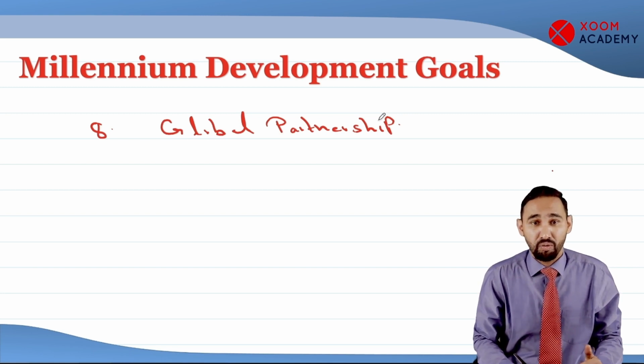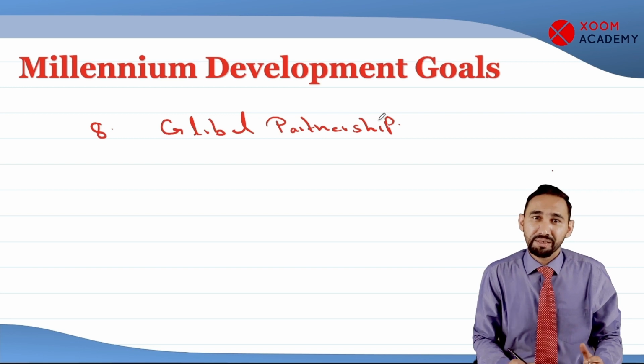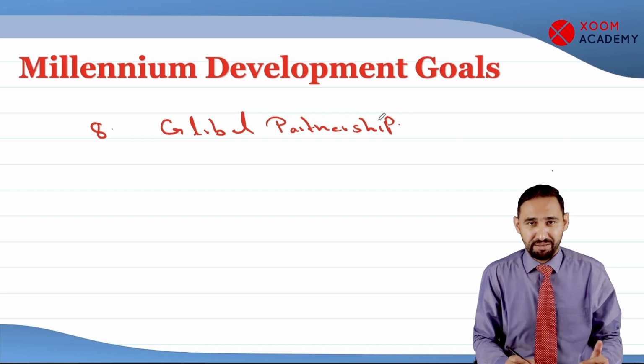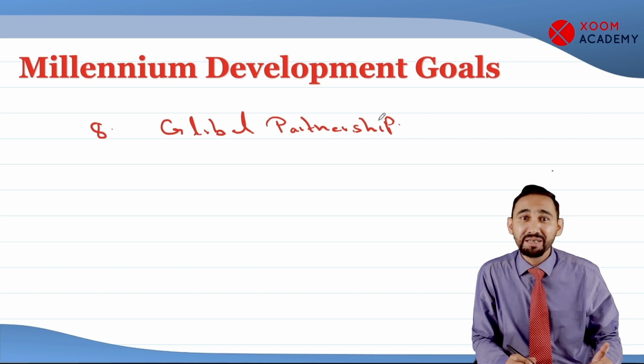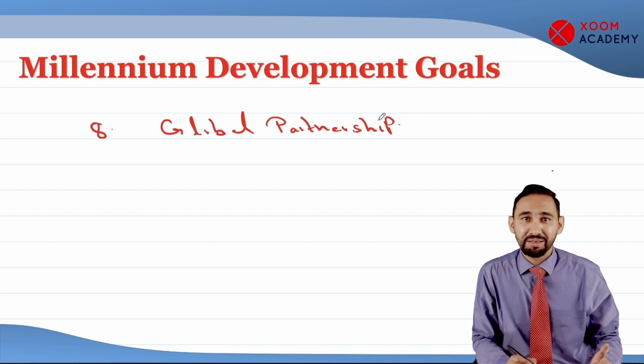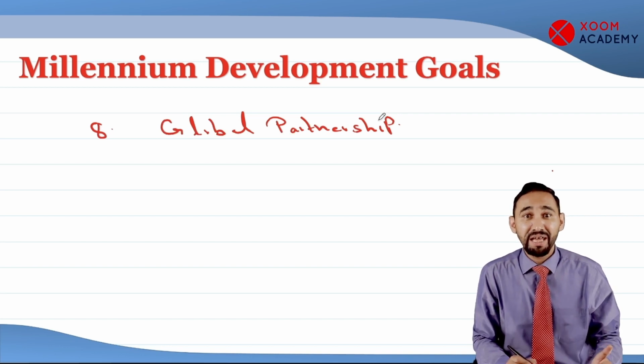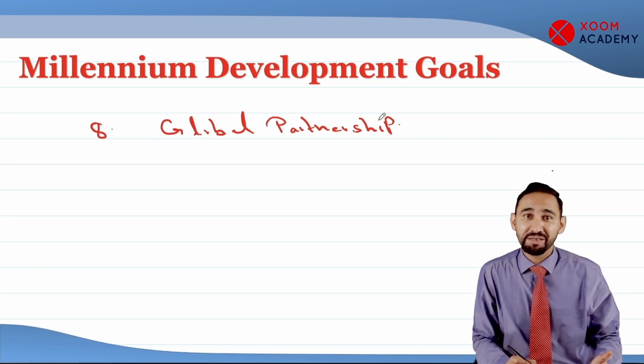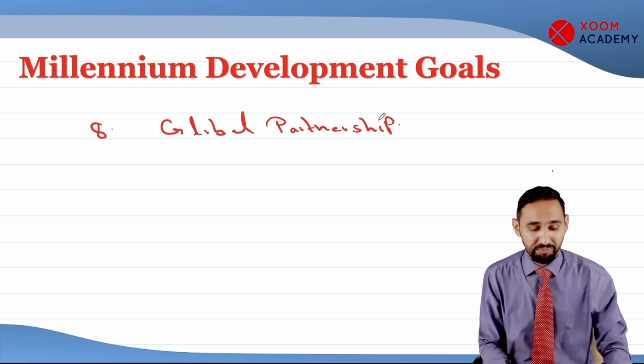These were 8 goals. If you discuss them, all these goals are interrelated. What was the priority? WHO prioritized the things. Number one priority was eradication of extreme poverty and hunger. If we reduce the hunger, if we reduce the poverty, then we will go to primary education. Then we will move to equality. Then we move to child and maternal health. Then we discuss reducing the burden of disease. Then environmental sustainability and global partnership.